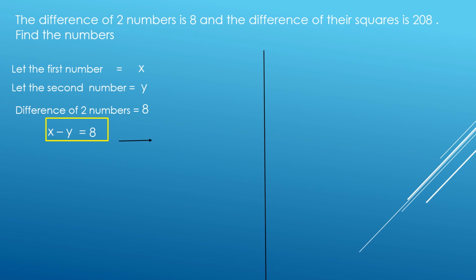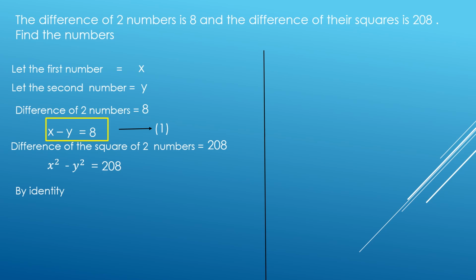We call this equation 1. Next it says the difference of the squares of two numbers is 208. So what will be the equation? Correct. x square minus y square equal to 208. Good. Now we got the second equation also.